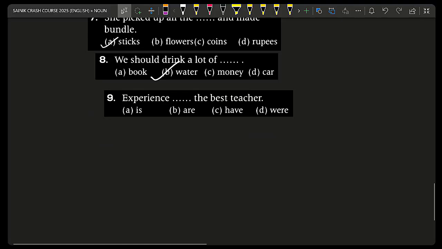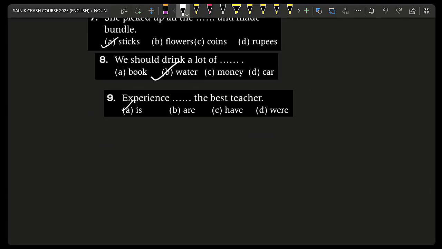Two votes were received for option B, experience are the best teacher. Experience is not treated as plural, it is treated as singular only. Six votes were received for have, experience have the best teacher. No. So experience is the best teacher. Experience is treated as a noun here. If anybody is saying something, they won't listen, but if they experience something, that teaches them a lot. That's why experience is called the best teacher. Option A is correct.